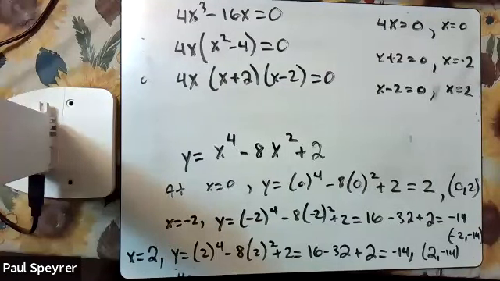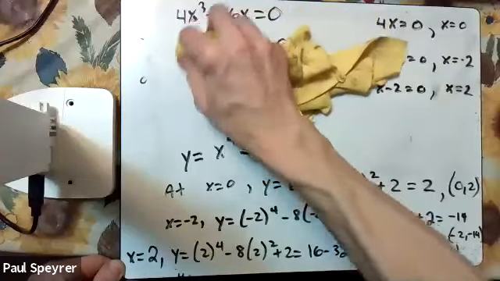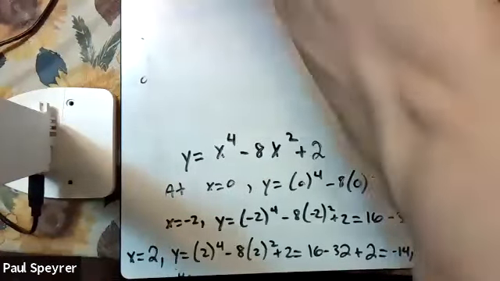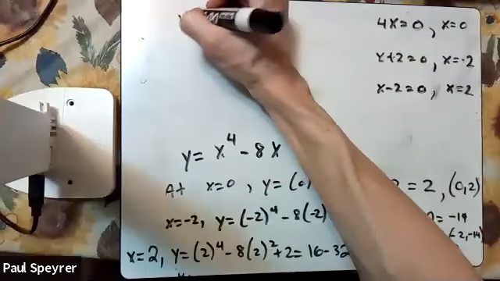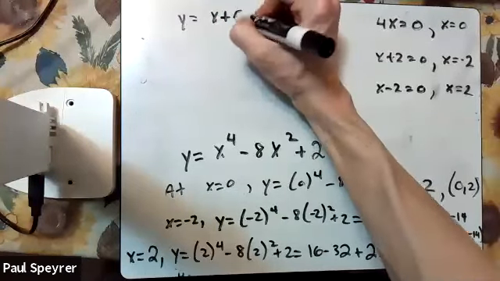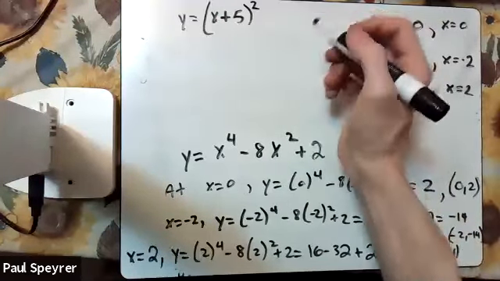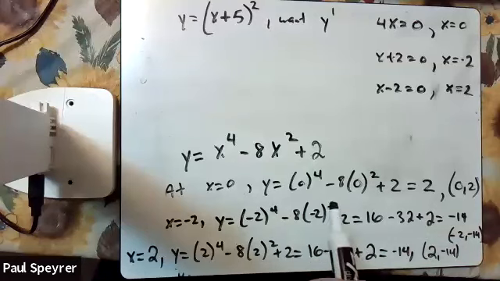All right, so now we're going to do two more little problems. Let's say we had y equals (x plus 5) squared, and I'll say you want y prime. So we want the first derivative, right?